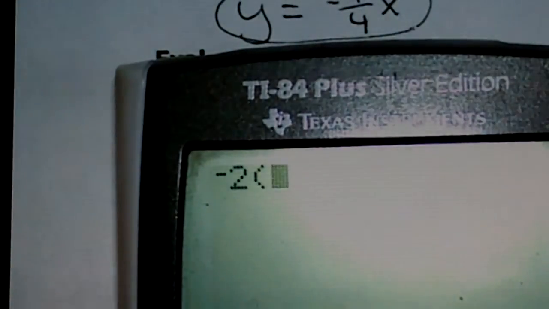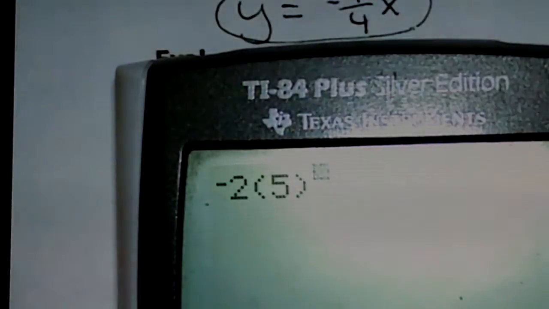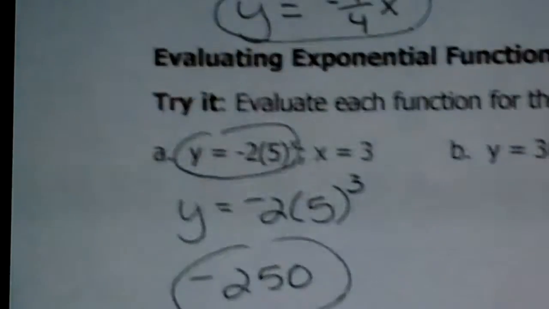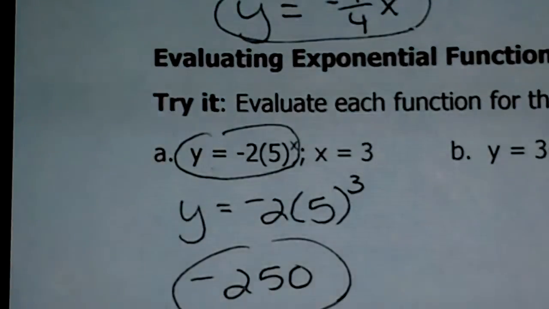So I would just type in for that one, -2 times the quantity of, and I would get in the habit of using parentheses. Wrap your b up in parentheses. And I'm going to use that little caret top button and the 3. Yours might say caret top 3 instead. When you hit enter, it gives you -250. That's it. That's what evaluate means. So you're telling me what y equals when x is that given amount.